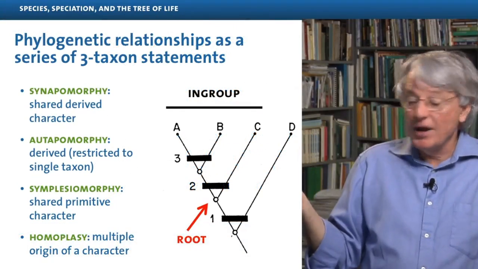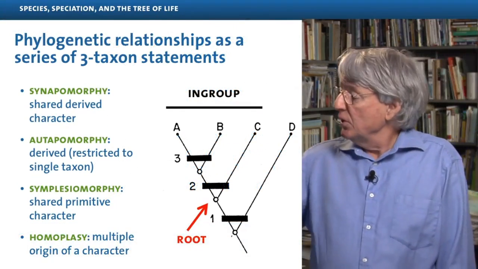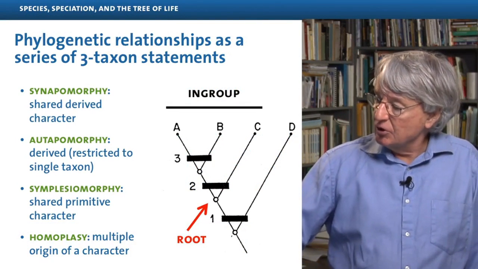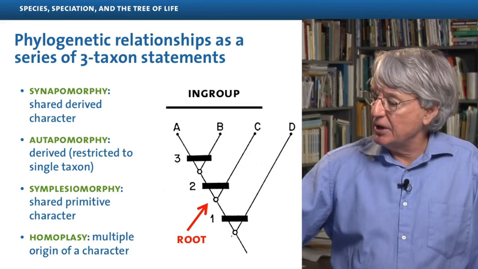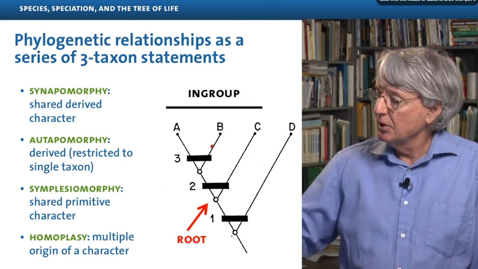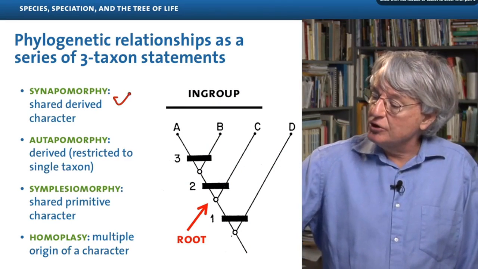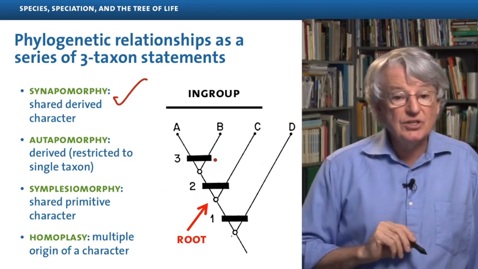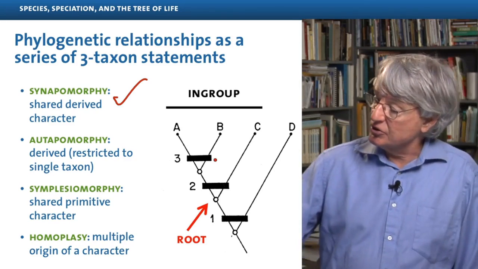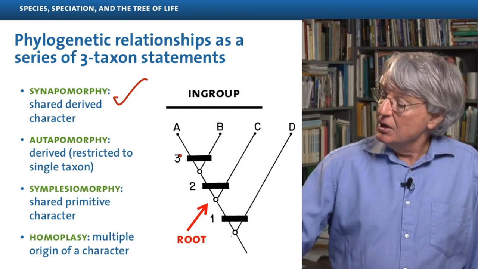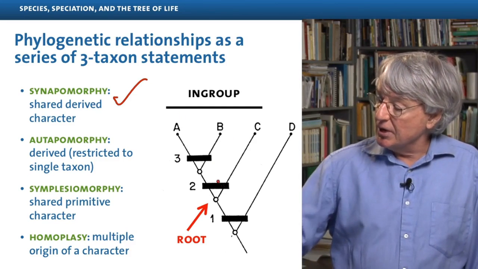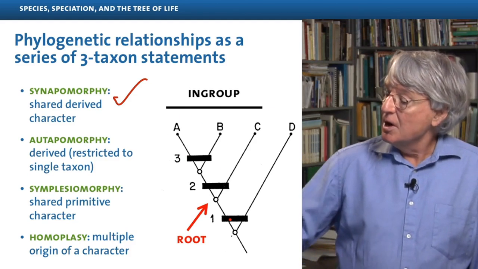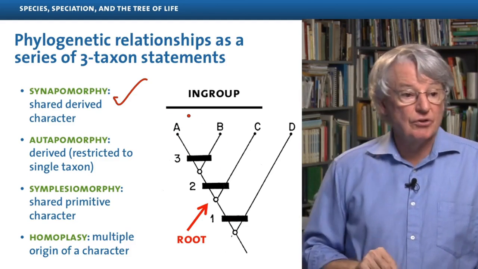Now, here's the way it works. We have a root of the tree because we're testing these three taxa, A, B, and C. And so we're looking for shared derived characters. These black bars indicate shared derived characters. So character 3 brings A and B together, character 2 brings A, B, and C together, and character 1 brings all of them together because it's all shared.